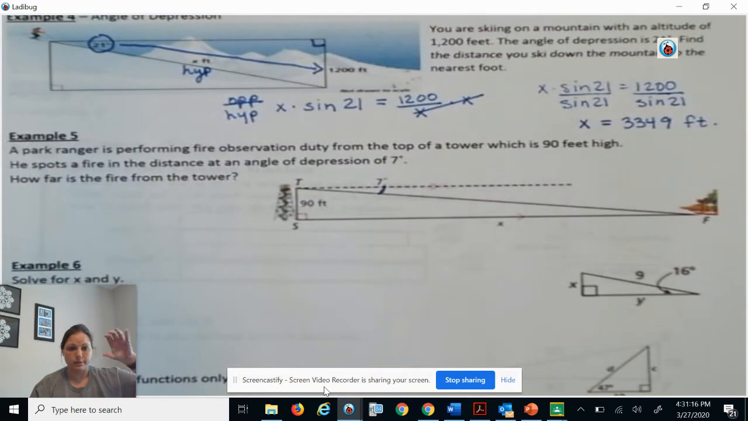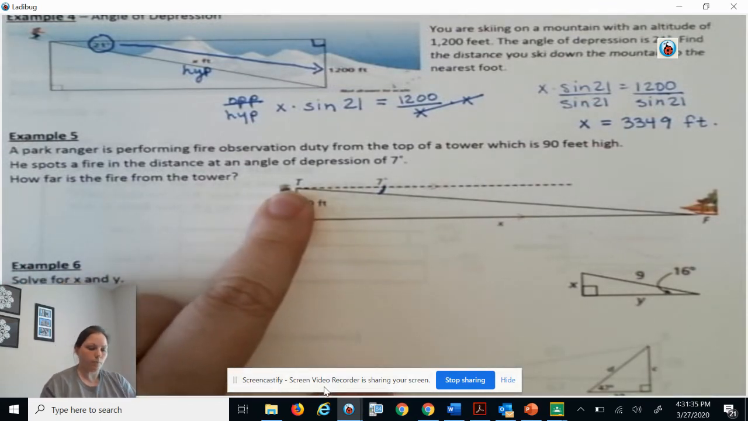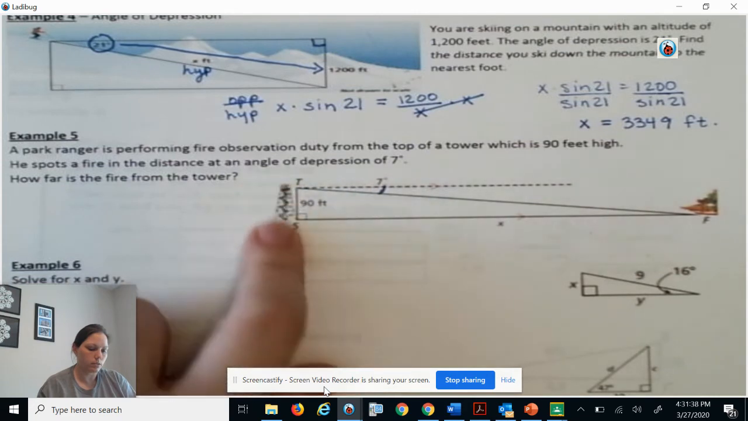So he has one of those little spotting glass things that has the measure of angles on it. If you watch a movie, a C movie, they usually have those on there. If you look up surveyor equipment, you'll see some of those on there. So he had that looking out from his tower, and then we know the distance of the tower.